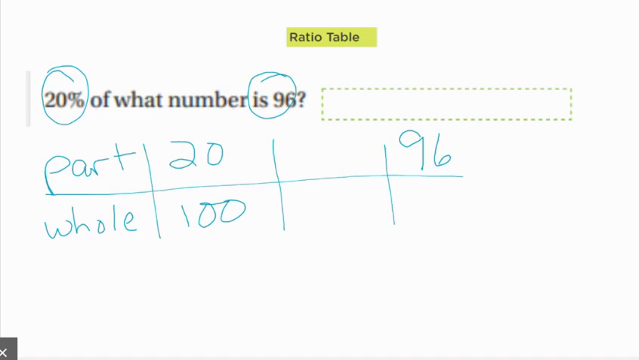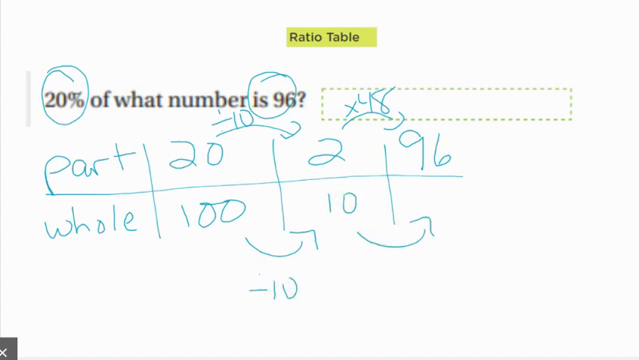Looks like 2 is our common factor, so 2 can go into 20 and 2 can also go into 96. So we're going to divide by 10, and then we're going to multiply by 48. So we're going to do 100 divided by 10, which is 10, and then 10 times 48, which is 480, and that's your answer.